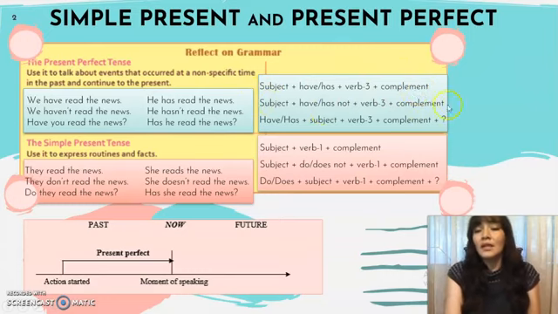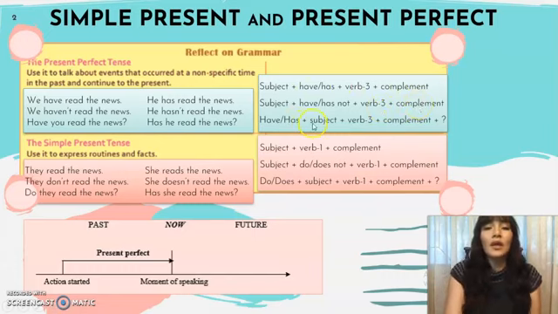Now, how can we make negative statements? Let's analyze these two structures. What can you notice here? What changed? Okay, here we just add the word not. Subject is the same. Have or has is the same, we just add the word not. Verb is the same, and complement is the same. Subject plus auxiliary verb have or has, plus not, plus the verb in past participle, plus complement.